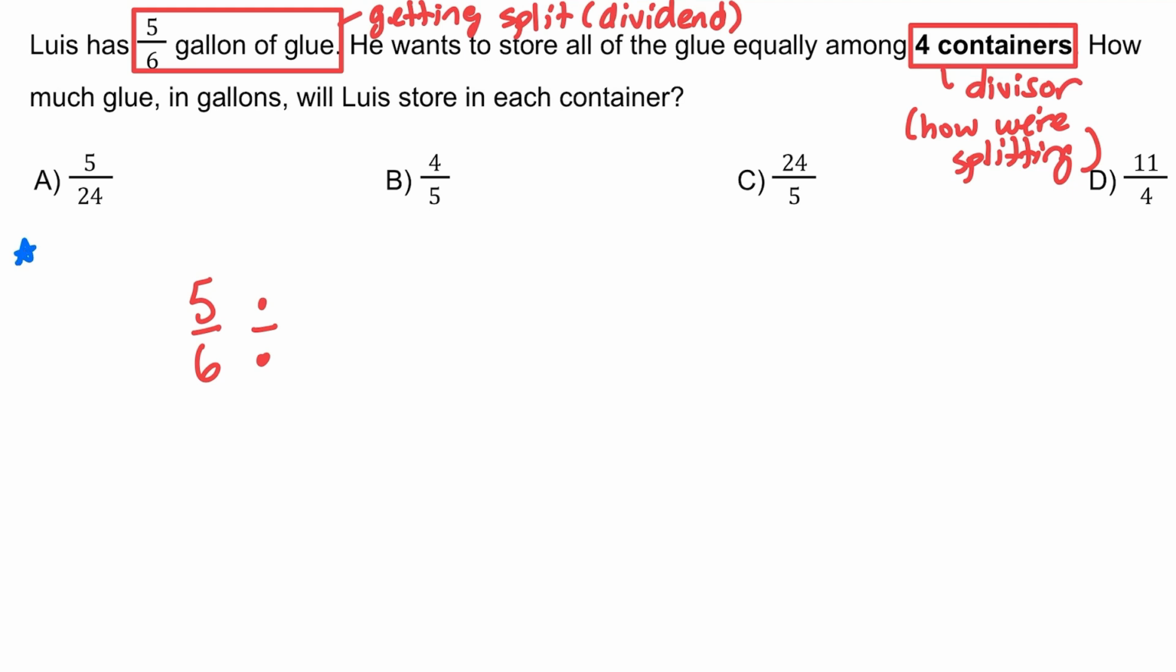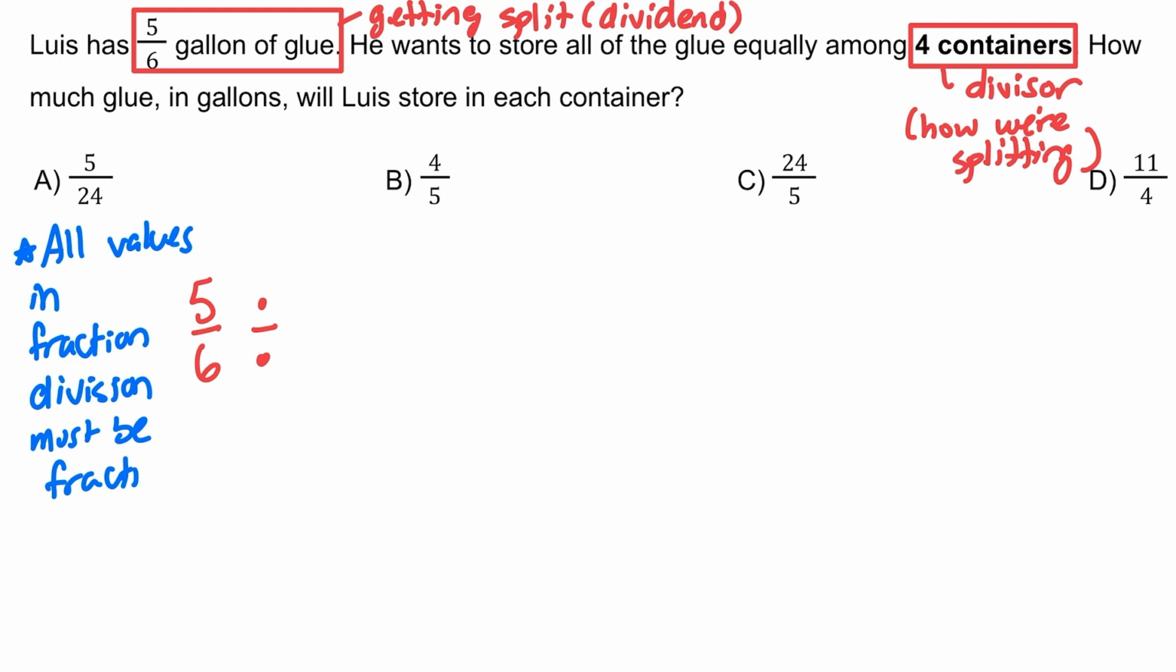So note, all values in fraction division must be fractions. That means we're going to have to make that 4 a fraction. And the only way to make a whole number a fraction is to put it over 1. So we're going to make that 4/1. So now we're going to have 5/6 divided by 4/1.